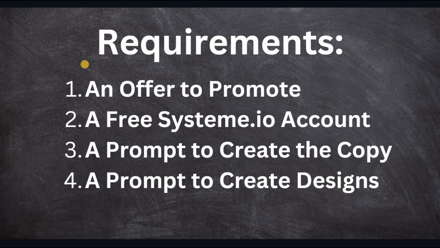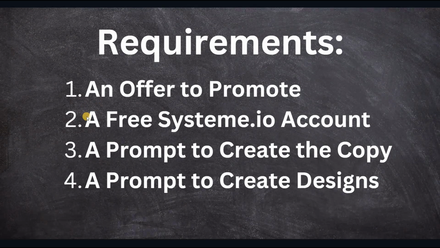So let's get started. Now let's talk about what will be required to create a landing page with AI. First, you need an offer to promote. It can be any offer that you can promote. It can be a digital product like your ebook, or your course, or anything that you would like to promote. In my case, I'm going to promote an affiliate product. That is an affiliate offer that I would like to promote. I've selected that product and I'm going to show you in a while.